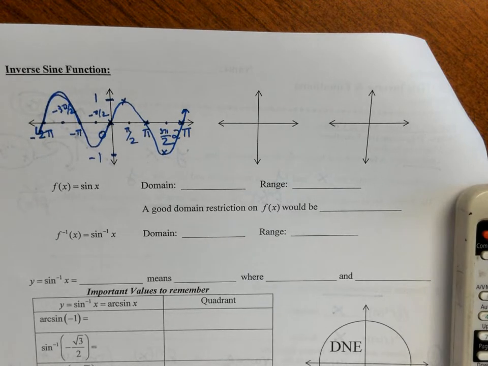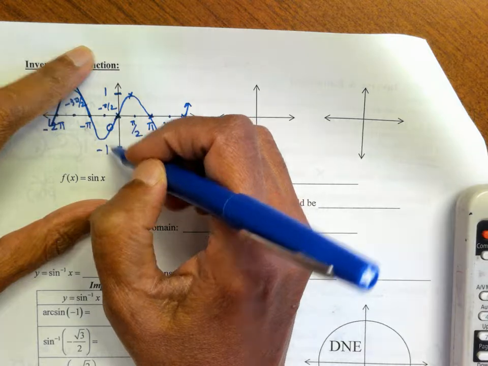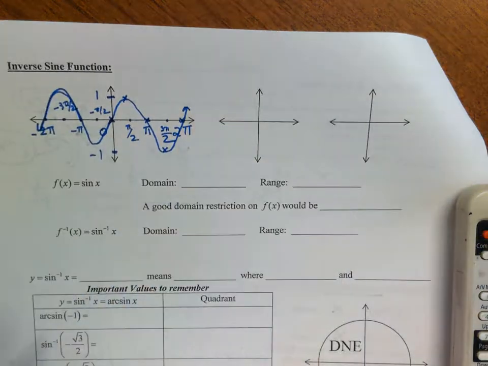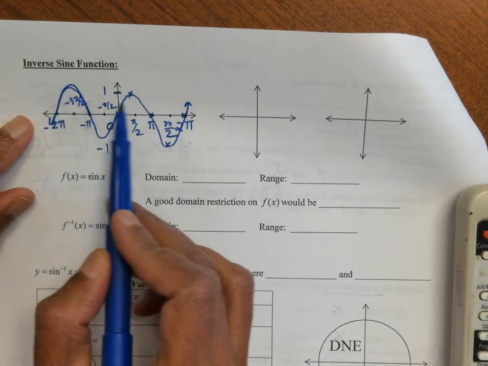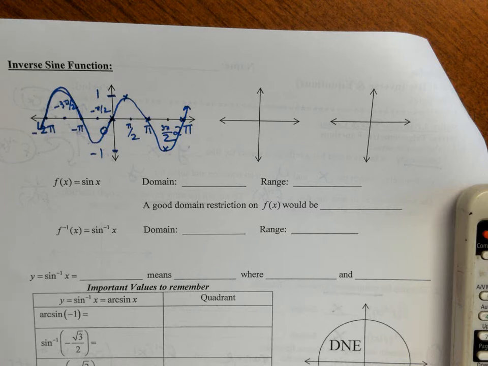So I have a question for you guys now. Is this a function? Yes, because if I draw a vertical line anywhere in the graph, it will touch it only once. Yes? Okay. Is the inverse a function? Good answer. Because if I draw a horizontal line, it's touching it at multiple spots. Correct? That means the inverse will not be a function. It's not one-to-one. So I am going to restrict the domain.